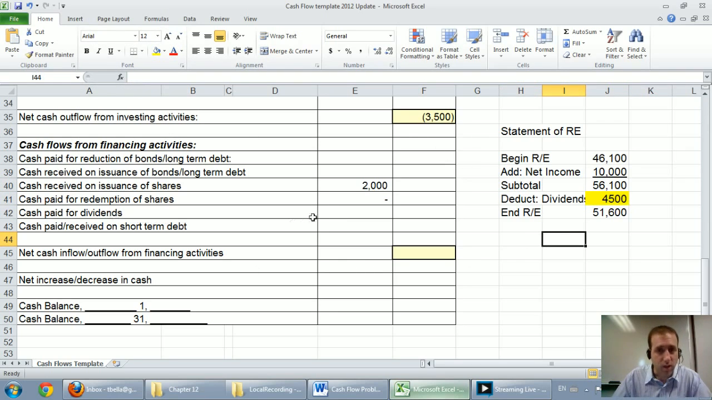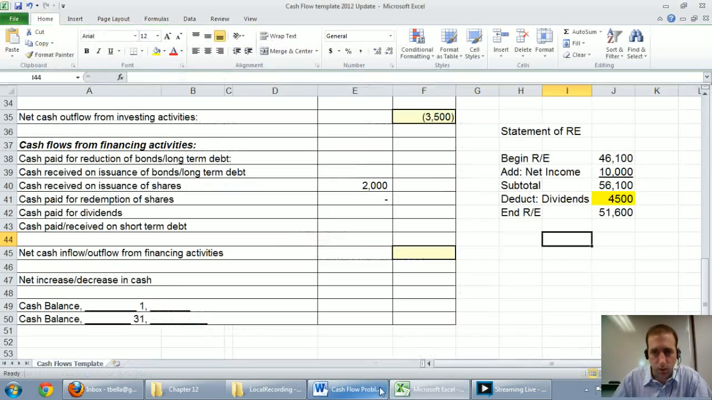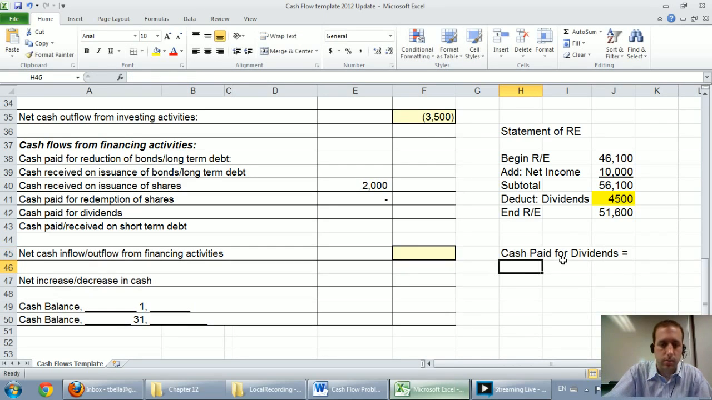But we're not done. Cash paid for dividends, that's the amount of the dividends we declared. The fact that we have some dividends payable tells me that I might have paid more or less than what I declared. So we declared $4,500 in dividends in the year, and we promised to pay. Now the formula for cash paid for dividends is dividends plus decrease in dividends payable.